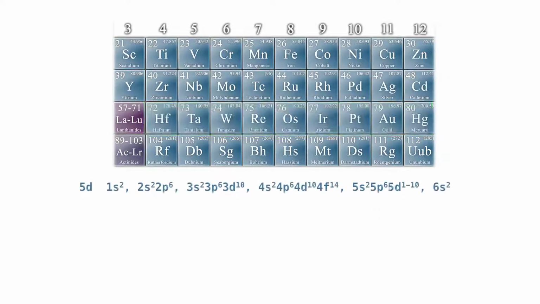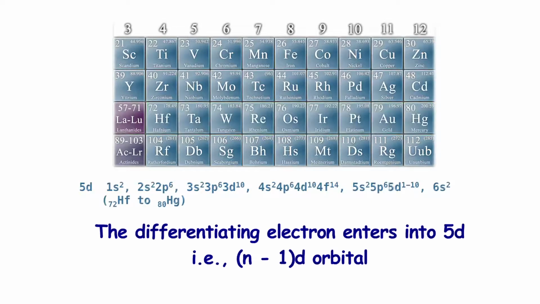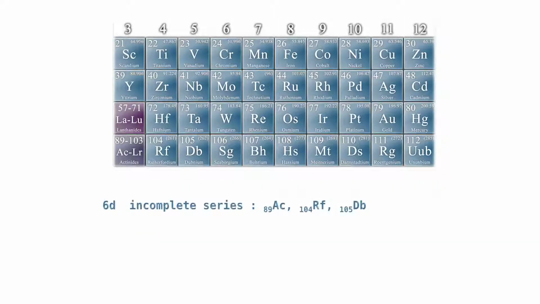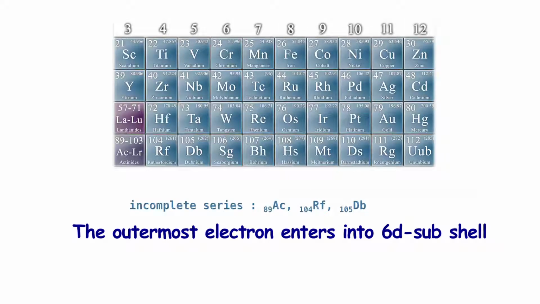Similarly, for the sixth period, the electronic configuration of the outermost shell is of the form 5s2, 5p6, 5d 1 to 10, 6s2. The elements are hafnium to mercury, and their electron enters into 5d, (n-1) d. And the seventh period is an incomplete series. Here we have actinium, rutherfordium and dubnium. Here the outermost electron enters into the 6d subshell.